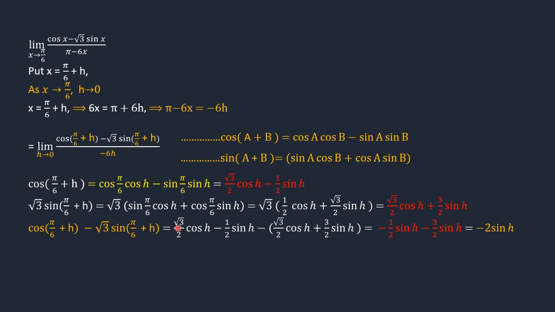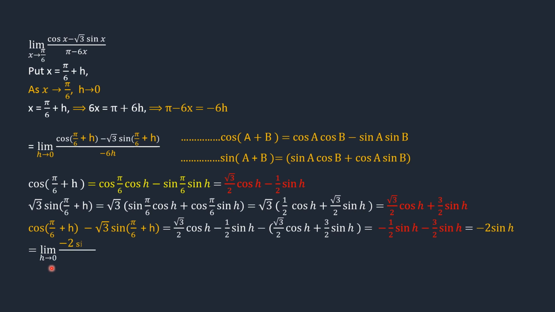Now root 3 by 2 cos h minus root 3 by 2 cos h will become 0. So what remains is minus half sin h, and minus of 3 by 2 will be minus 3 by 2 sin h. Now this is minus half, and 3 by 2 is nothing but 1/2. So minus half plus minus 1/2, that will be minus 2. So this will be minus 2h. We will make use of minus 2h in the next step.